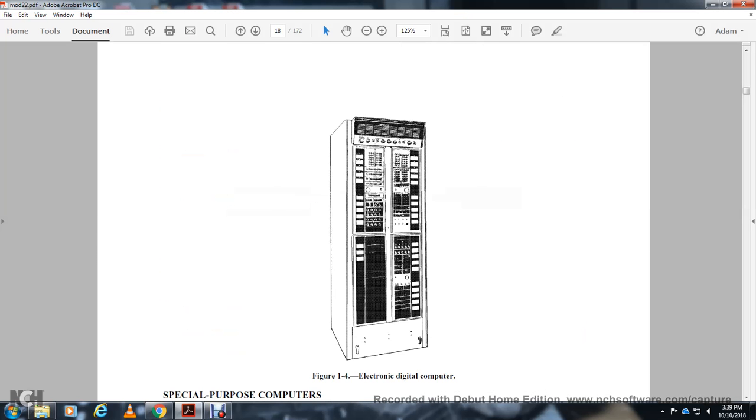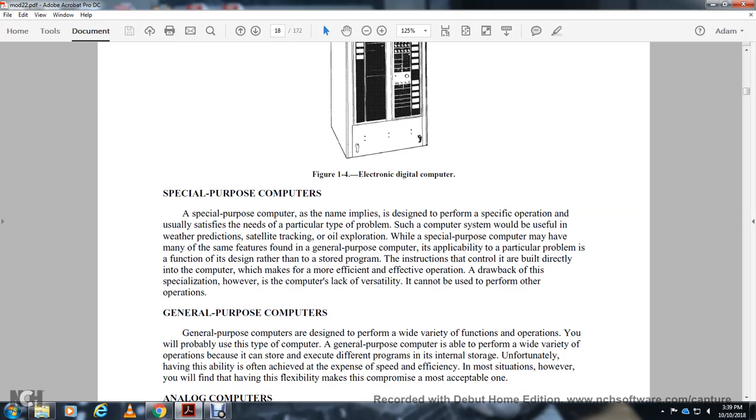Special purpose computers. The name implies that the design performs a specific operation, usually to satisfy the need of a particular type of problem, such as weather prediction, satellite tracking, or oil exploration. The instructions for control are built directly into the computer rather than stored as a program, which makes it more efficient and effective in operation. The drawback of specialization, however, is that the computer lacks versatility. It cannot be used to perform other operations.